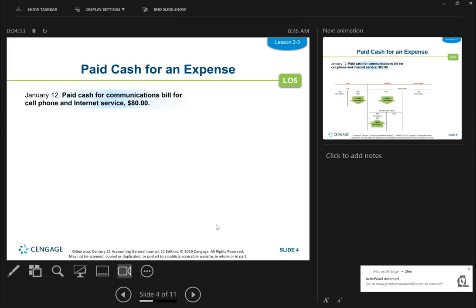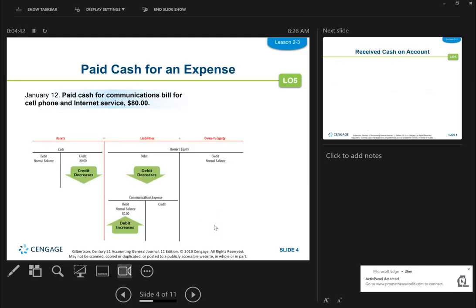All right, paid cash for communications bill, $80. So notice that now we're starting to see T charts or T accounts stacked inside of T accounts, right? Look at this picture where we have the owner's equity, and under that owner's equity debit side is that expense T account. And under that expense T account, we have a debit.